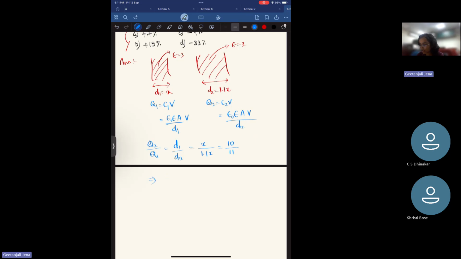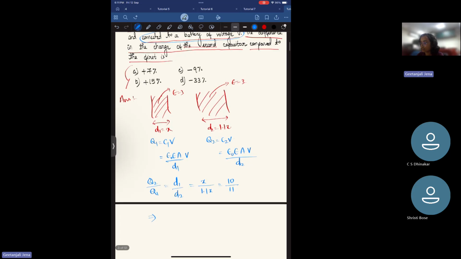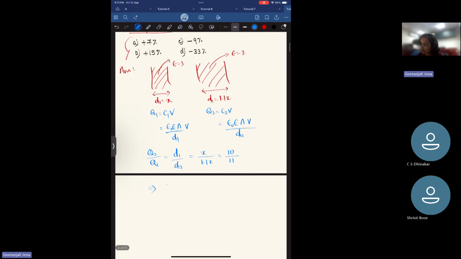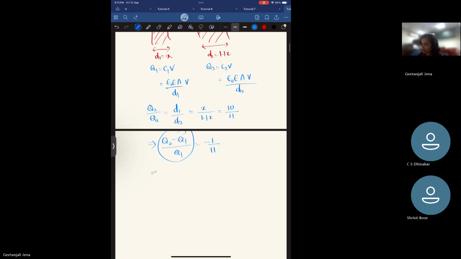Now we need to calculate the percentage difference in the charge. For this you can take Q1 minus Q2 by Q1, and it will be -1 by 10 for 11. So delta Q over Q1, to take the percentage, will be 100 by 11, which is nothing but -9%. So the answer will be option C.